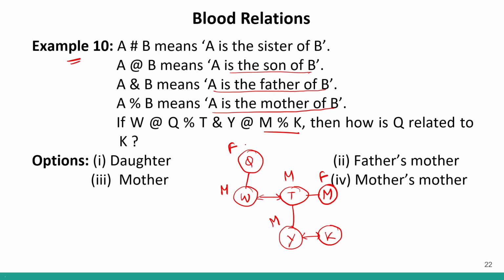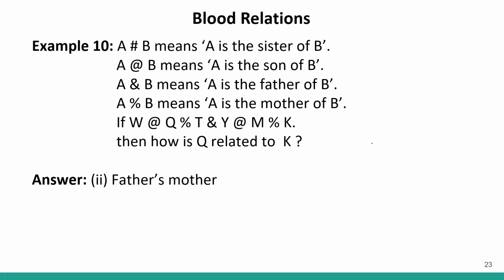We will draw this chart based on this information. We have to find out how Q is related to K. We have to find the relationship between Q and K. So over here, Q is basically the mother of K's father. So it is father's mother. So answer will be option number 2, father's mother. Correct? This will be the answer. So this concludes today's lecture. Thank you.